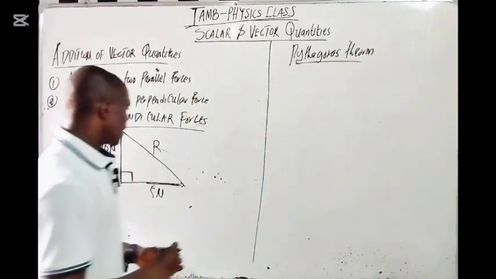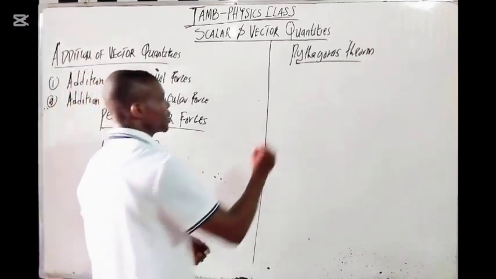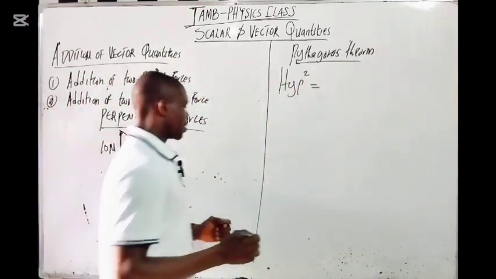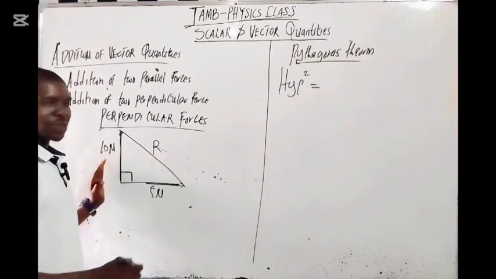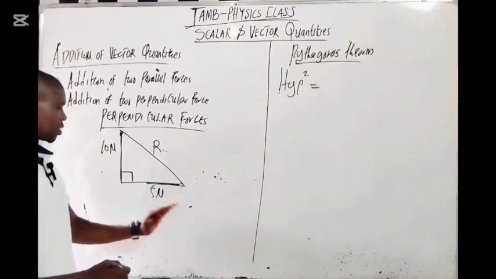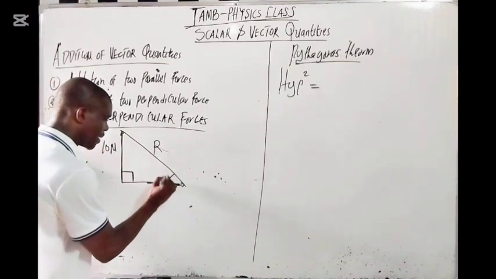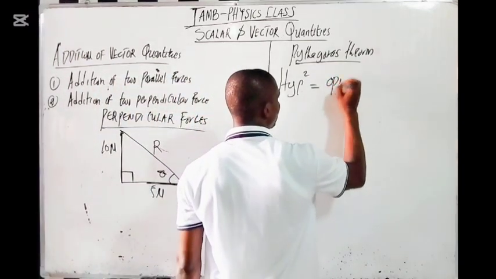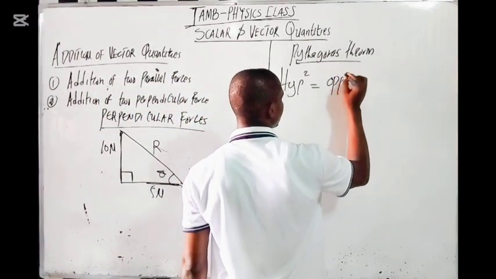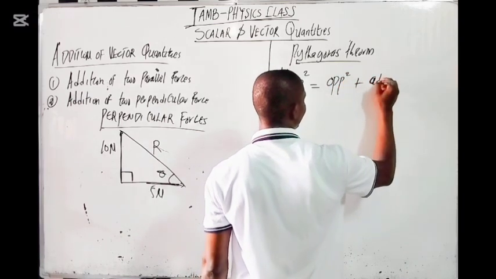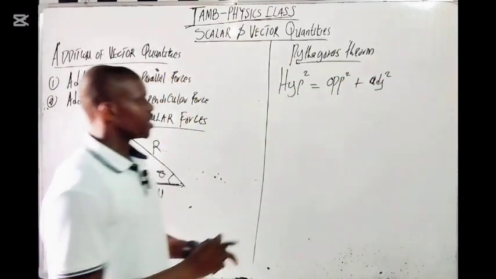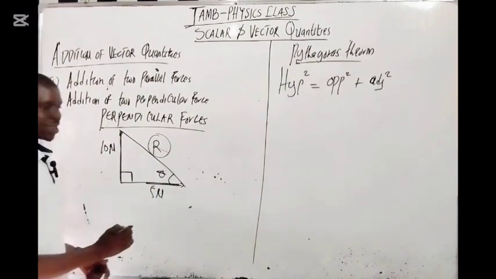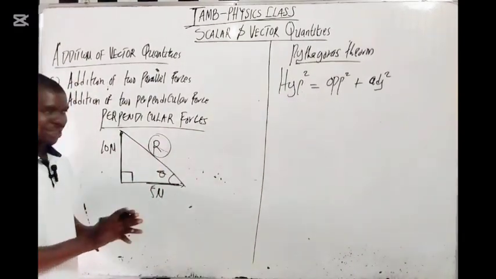In Pythagoras theorem, the square of the hypotenuse is equal to the sum of the squares of both sides, the opposite and the adjacent. Let's say here is my theta. So it is going to be the square of the opposite plus the square of the adjacent. You see that? This is the Pythagoras theorem. Please pay close attention here.